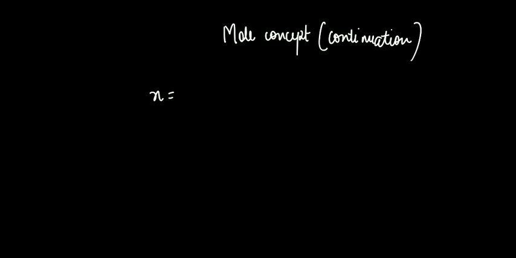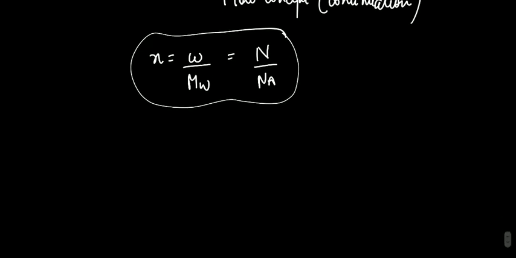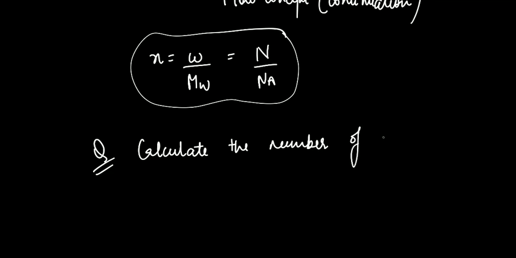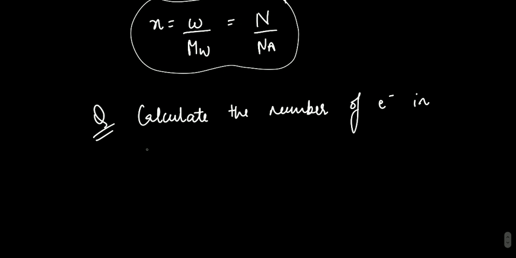So we did these relationships: number of moles is equal to given mass divided by molar mass, that is equal to given number divided by Avogadro constant. We did only till here. Let's do another question. Calculate the number of electrons in 11 grams of carbon dioxide molecule.